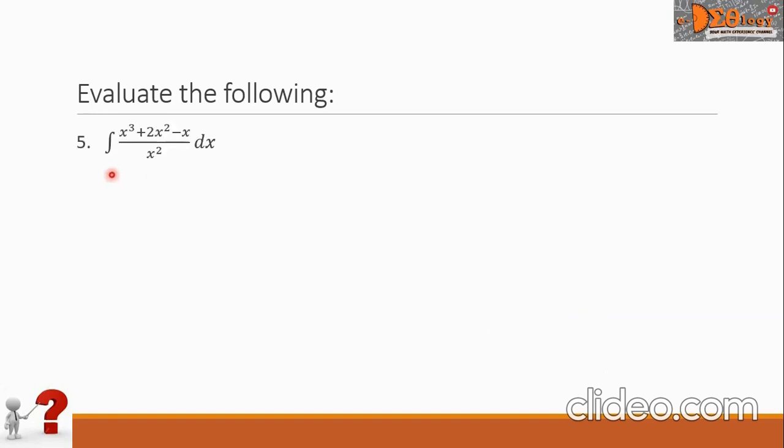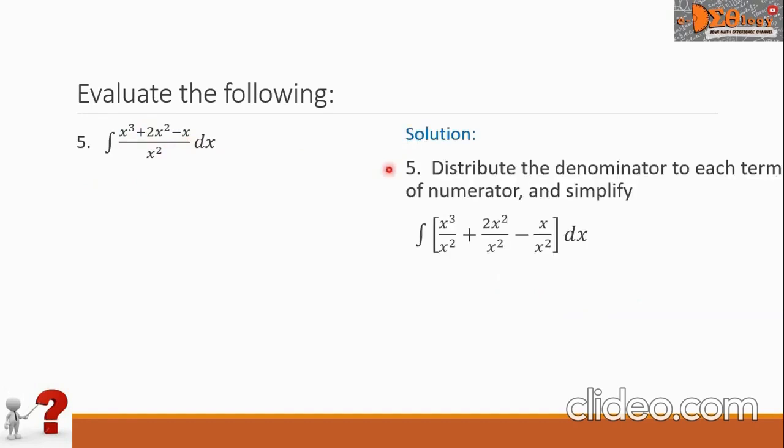Example 5. The integral of the quotient x cubed plus 2x squared minus x all over x squared and then the dx. What we're going to do here is distribute the denominator to each term of the numerator, and then we will simplify. So we see here the integral of x cubed over x squared plus 2x squared over x squared minus x over x squared, and the dx is here outside.